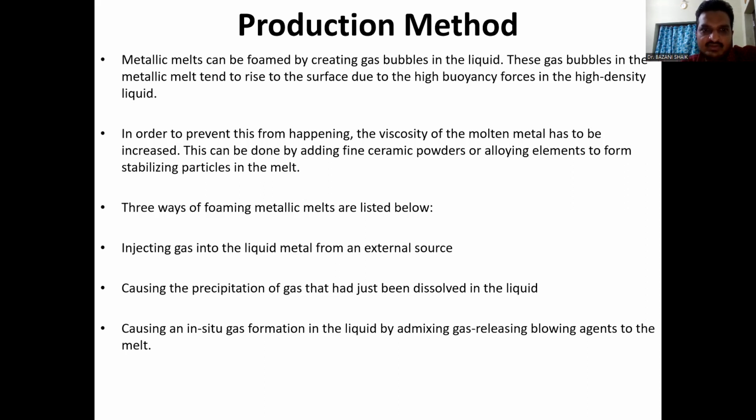Those are injecting gas into the liquid metal from an external source, causing the precipitation of gas that had just been dissolved in the liquid, causing an in situ gas formation in the liquid, or by admitting a gas-releasing blowing agent to the melt. This concept involves different production methods.